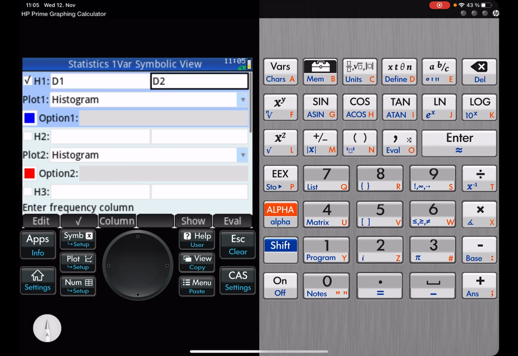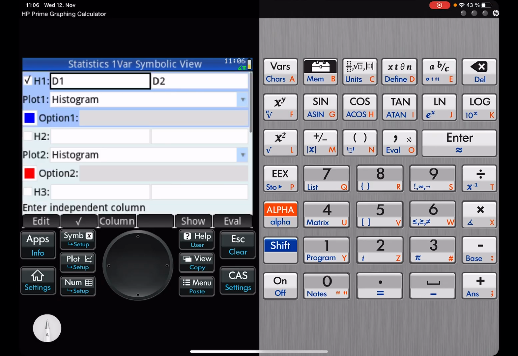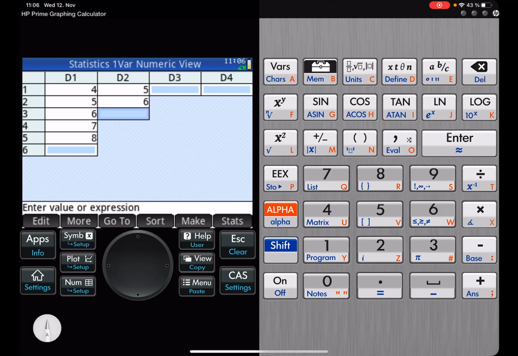And you notice it says right there, enter frequency. When you click the box, it says enter frequency column. D2 is going to be my frequency column. So then I can click the table, this num, and enter my marks. So you either got a 4, a 5, a 6, a 7, or an 8. And there were 5 students that got a 4, 6 that got a 5, 8 that got a 6, 4 that got a 7, and 2 that got an 8.